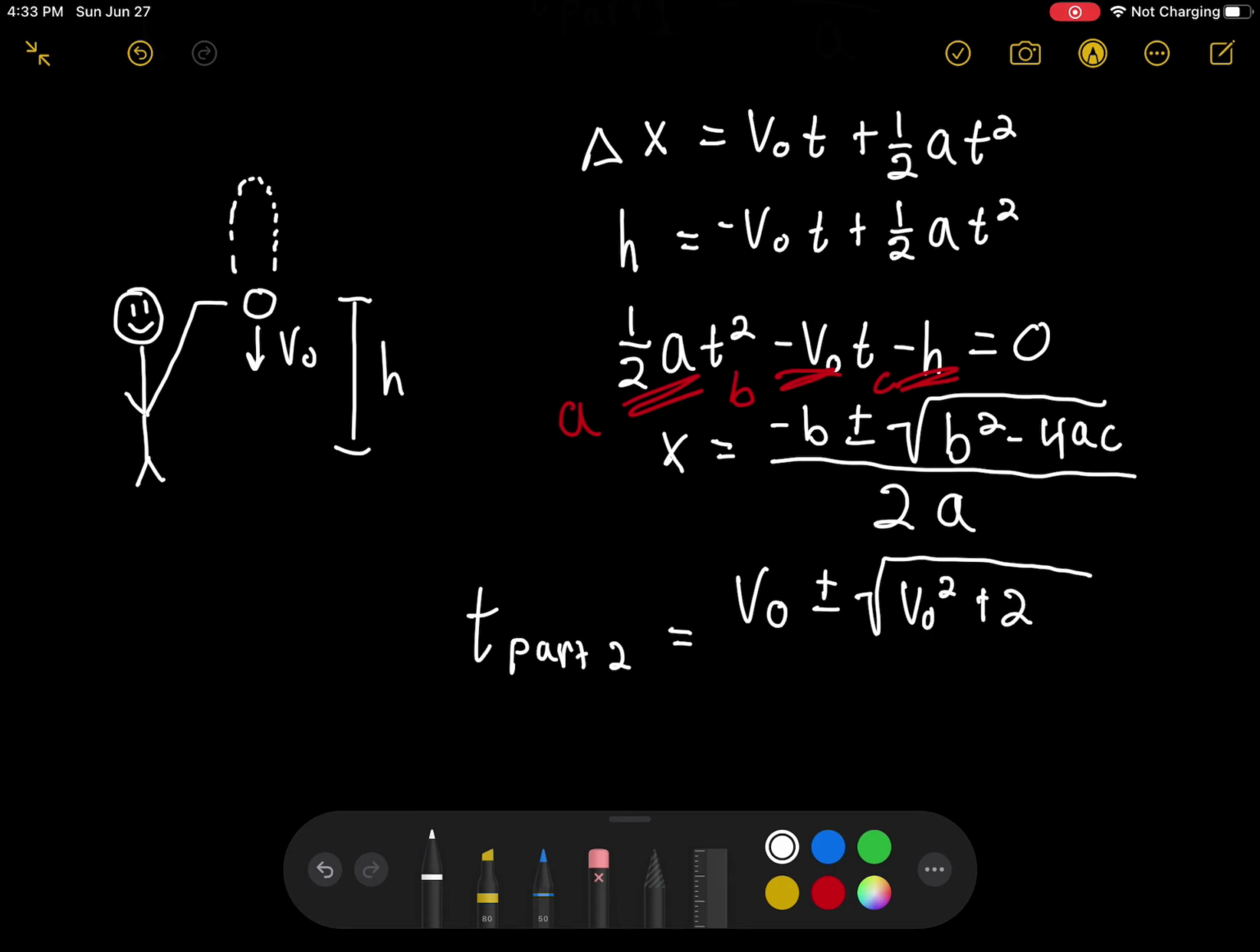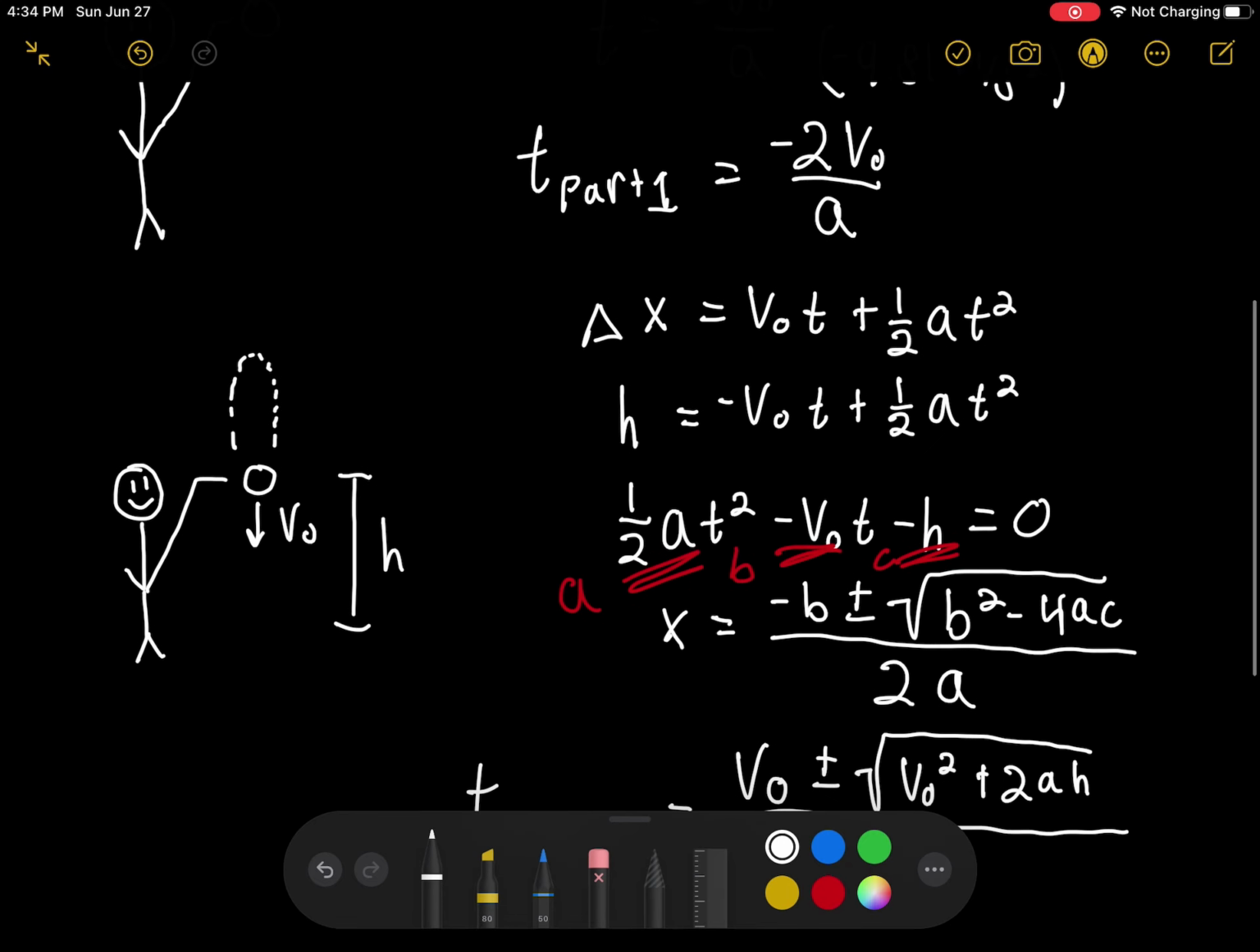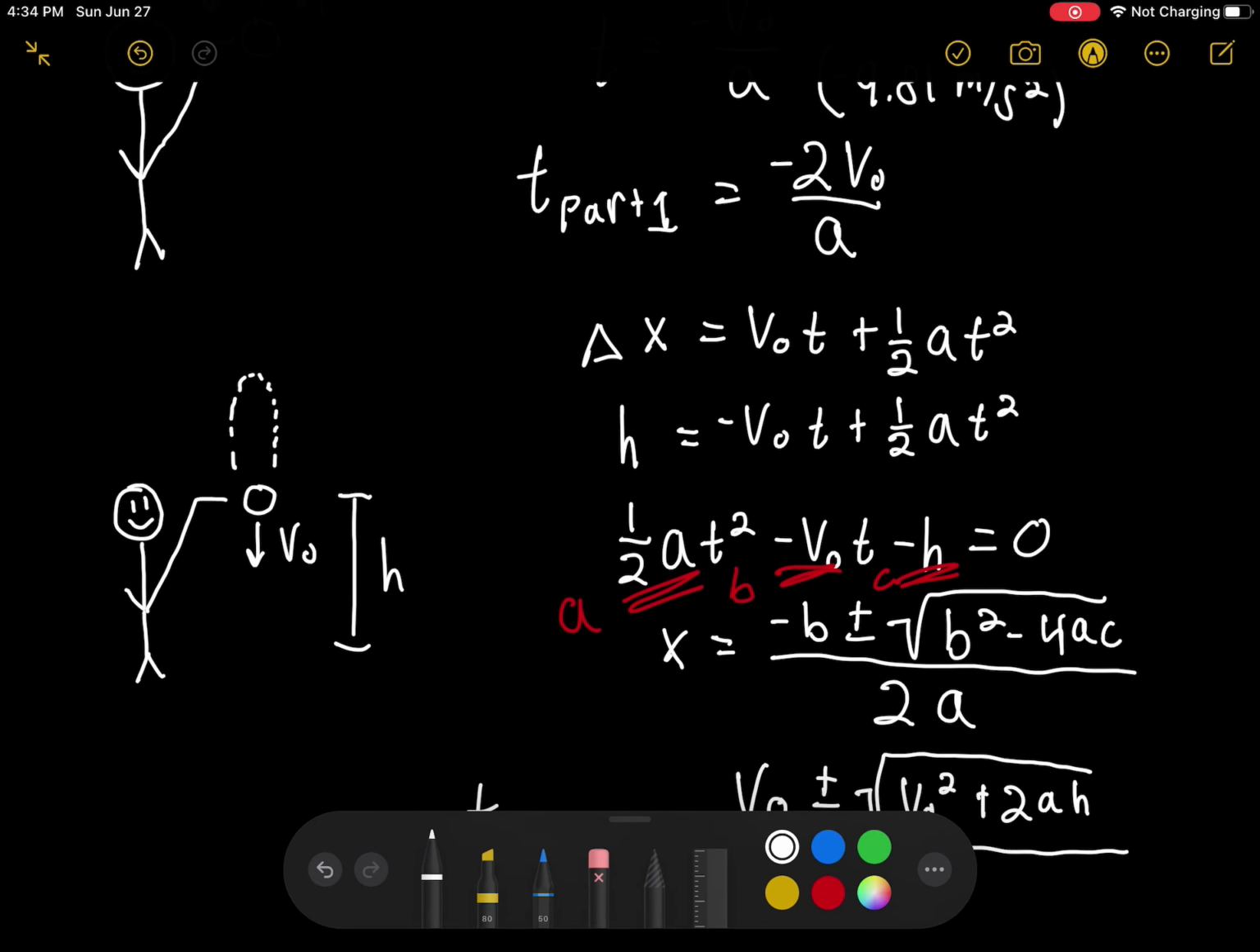plus 2AH divided by A. Now, of course, we need to remember one more time that time has to be positive. I know in the quadratic formula there's a plus or minus sign, however, the result always has to be a positive time. If we wanted to actually conclude this entire problem, all we would have to simply do is add t part 2 plus t part 1, and there you have it.